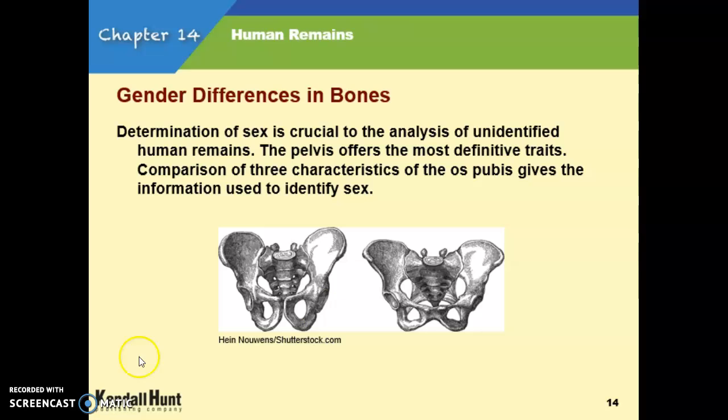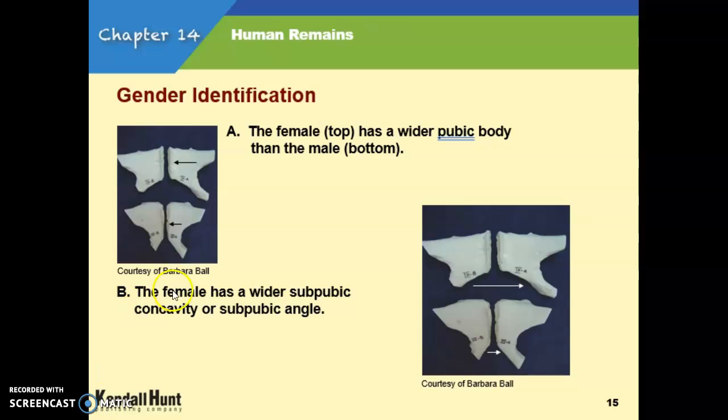Gender differences in bones. So here you can see those two examples of the pelvis that I was talking about. Male obviously has a much narrower pelvis, because it doesn't have to pass a child through there. Female tends to be much wider. So the female has a wider pubic body than the male. So that is the top, okay? And then the female has a wider subpubic concavity or subpubic angle.